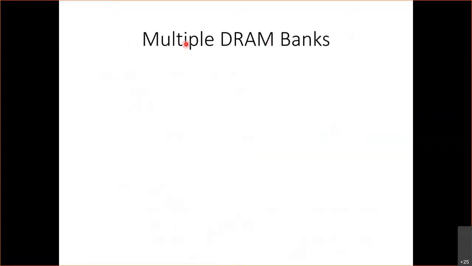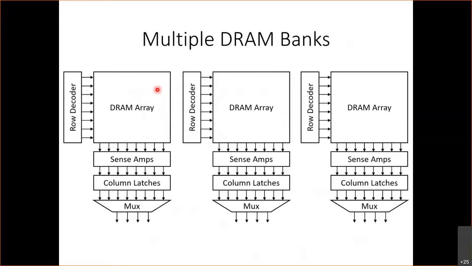Another thing I would like to talk about is the fact that we have multiple DRAM banks. Usually when we organize DRAM, we don't just have one big DRAM array, for multiple reasons. The first reason is that manufacturing a huge DRAM array is not feasible. Another reason is that when we have multiple DRAM banks, this allows us to have parallelism when we access our DRAM. Let me show you what I mean by that.